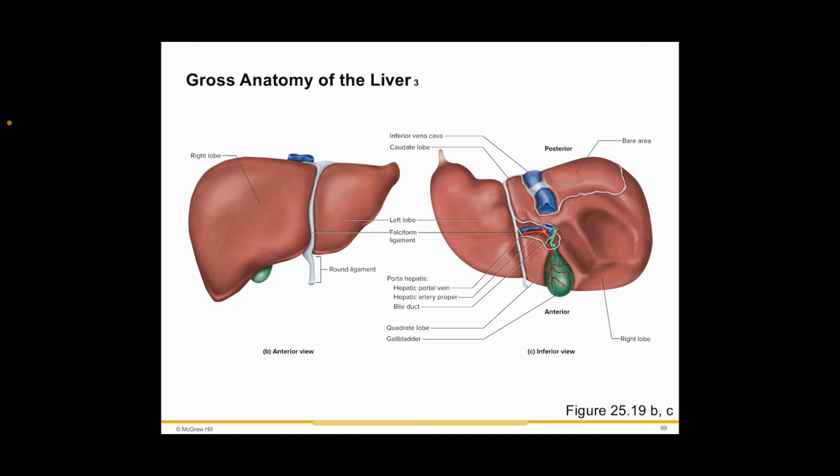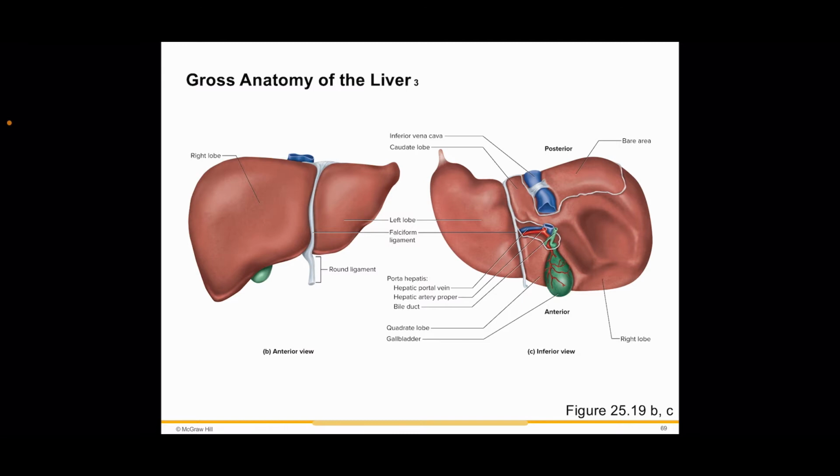Right lobe, left lobe, the falciform ligament coming down the center. So gallbladder down here, the green component right here. Bile duct, which is going to take the bile back into the digestive tract. This is why it's an accessory organ. Right. Round ligament down here at the bottom, which we talked about, used to be the umbilical cord. Kind of neat. Okay. It's a big, cool organ.